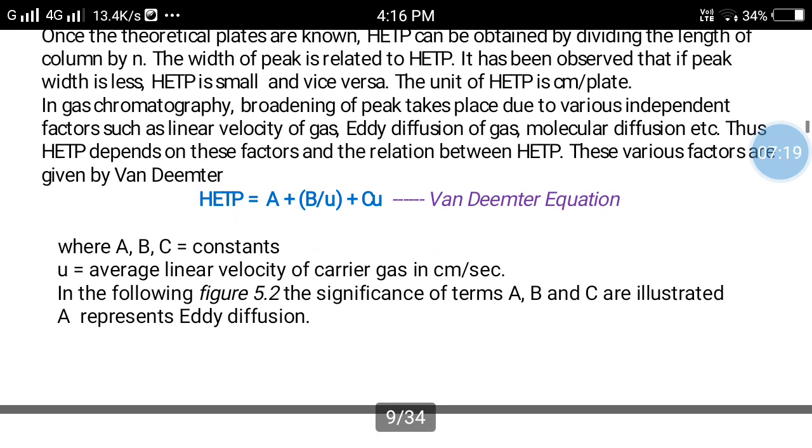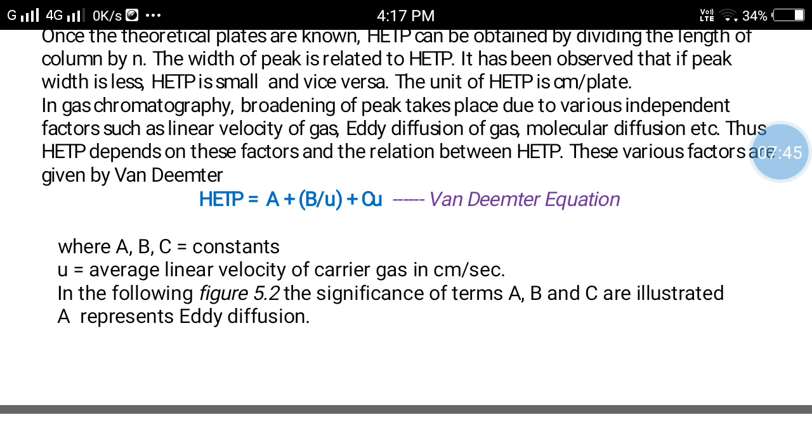Therefore, by applying the van Deemter equation, HETP is equal to A plus B upon U plus C U. Here, A, B, and C are constants, and U is the average linear velocity of the carrier gas in centimeters per second.